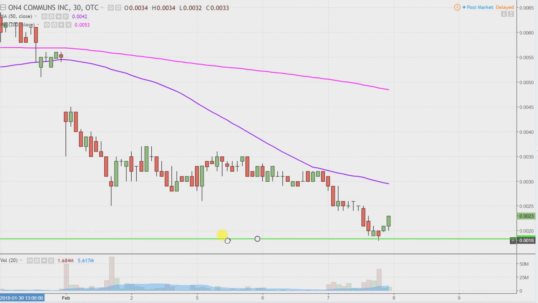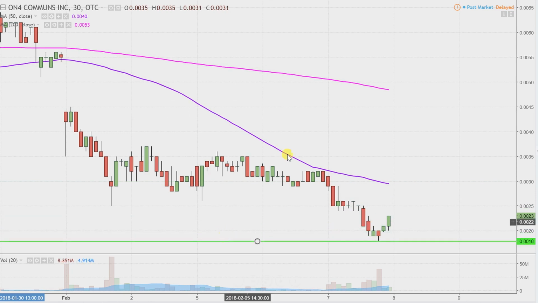What I'm going to do is just drop this down here to talk about the newest area of support that was established today, and that's right down there at 0018. That is where the selling pressure finally subsided, or in other words, that's where the buyers finally overwhelmed the sellers and were able to not only bottom out but, to give the bulls some credit here, get a nice little bounce going into the close.